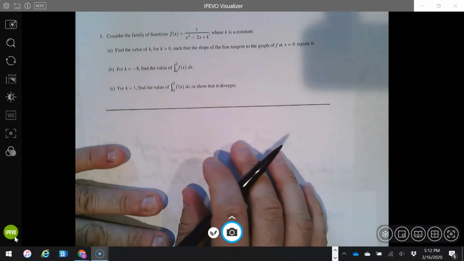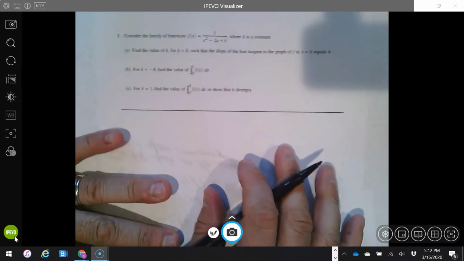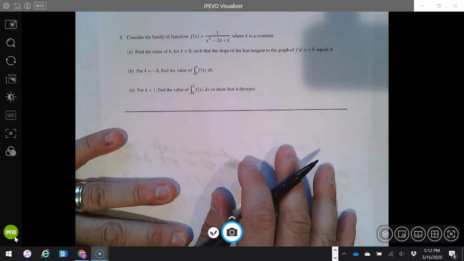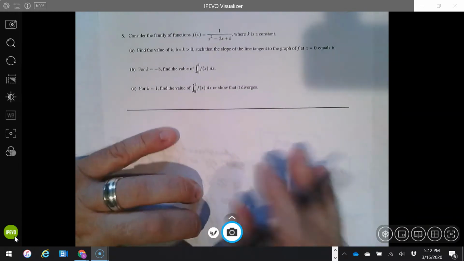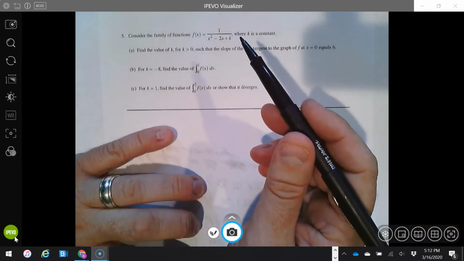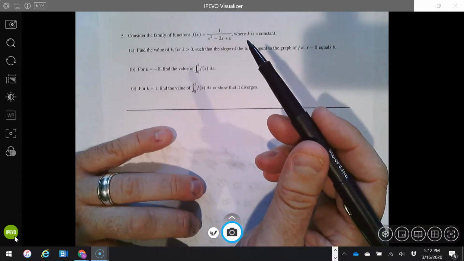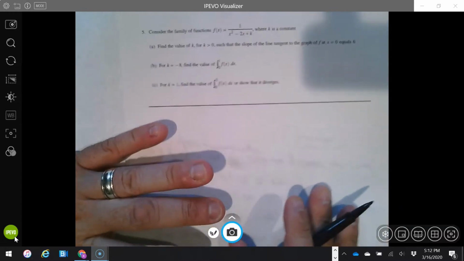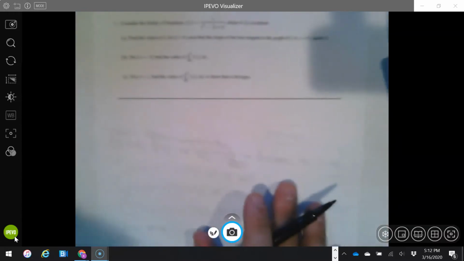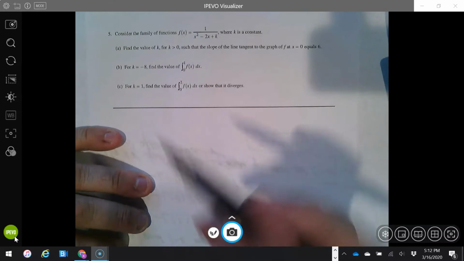All right, friends, here we are. This is question number 5 from the 2019 BC exam. So this is a calculator inactive question. I want to keep that in mind as we go through this problem. Totally calculator inactive.